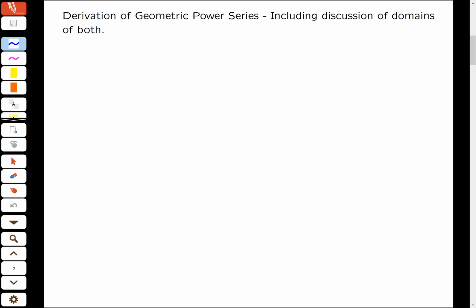Okay, so what is our geometric series equal to? If I write my geometric series, the sum n equals 0 to infinity of a r to the n, that is equal to a over 1 minus r, when minus 1 is less than r is less than 1. Okay, that's our geometric series.